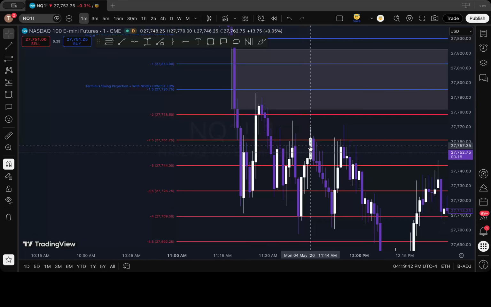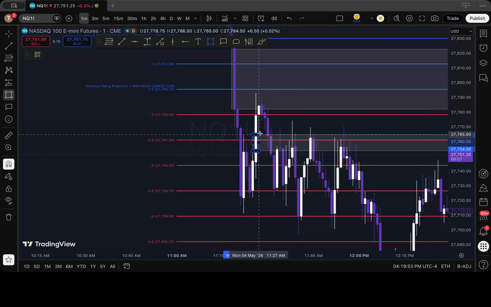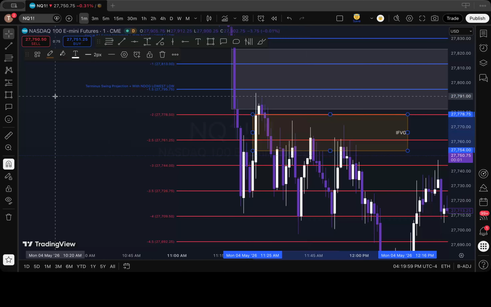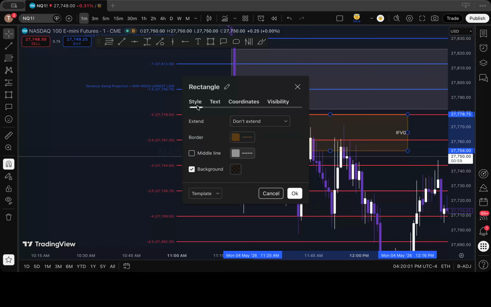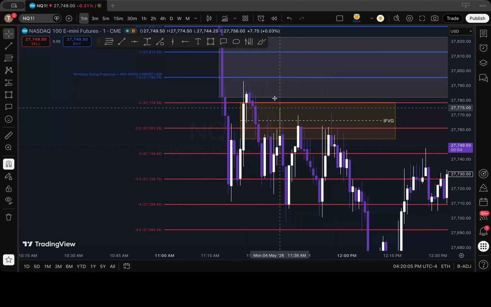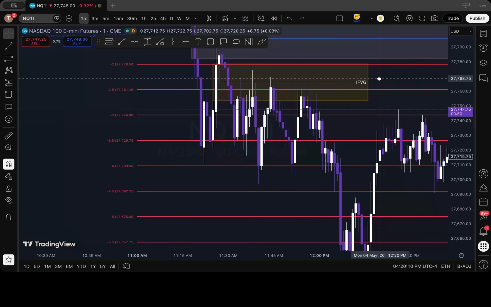Can't make it up. A key inversion fair value gap right here. I honestly could have held the position longer, but I didn't.